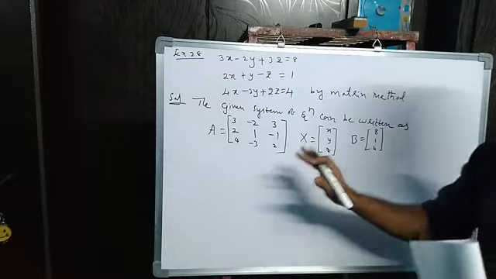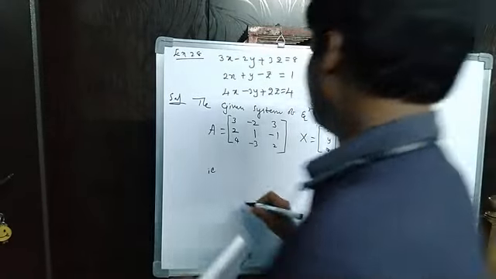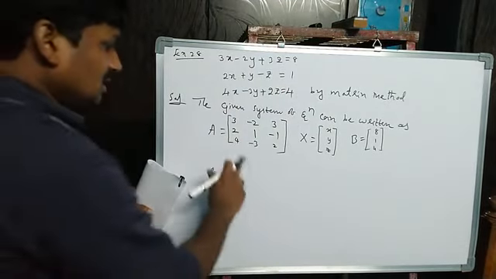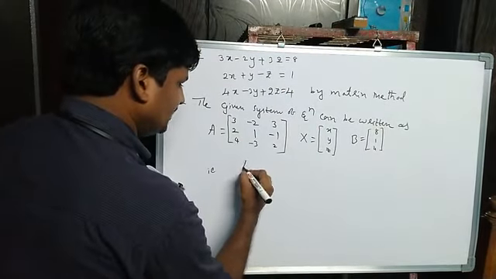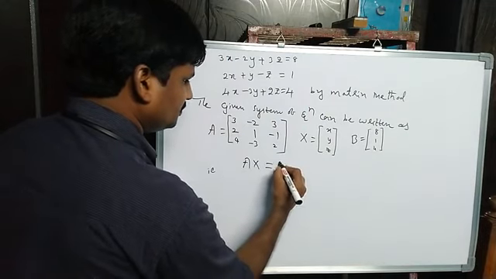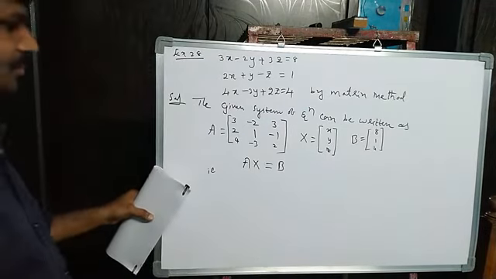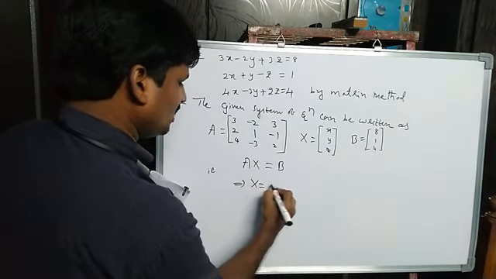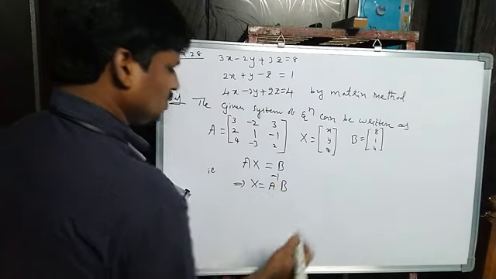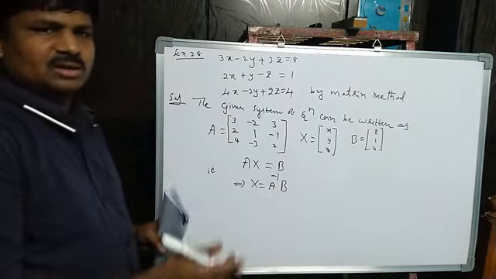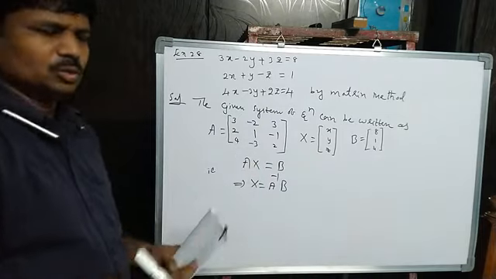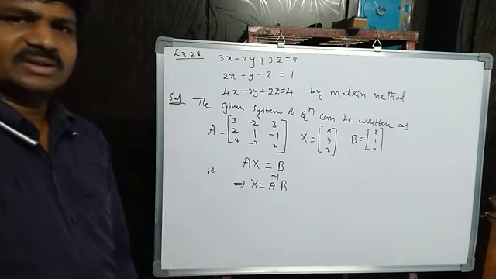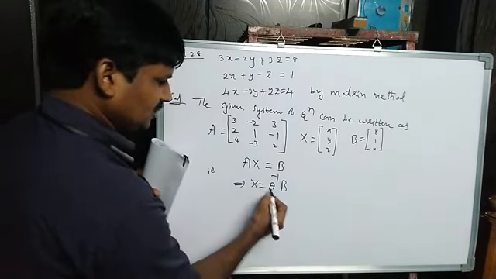So that means this system of equations I wrote in matrix form. Yes or no? Written as equations, A into X is equal to B. So this implies X is equal to A inverse into B. No need to do the procedure of pre-multiplying by A inverse on both sides. You can take it directly: X is equal to A inverse into B.